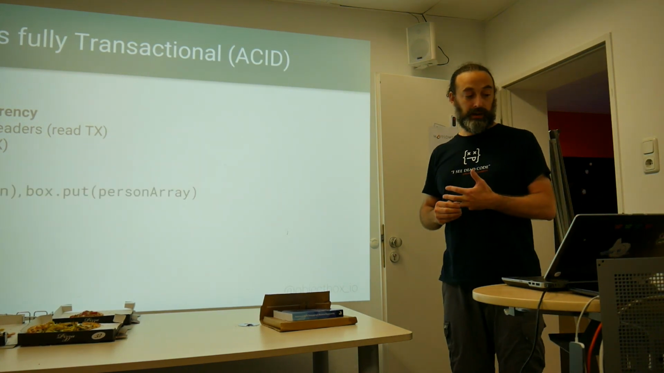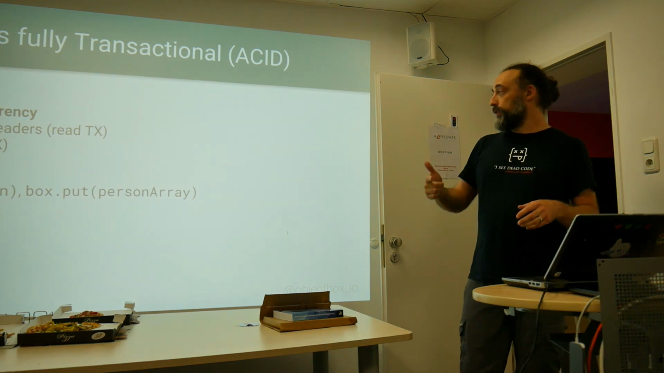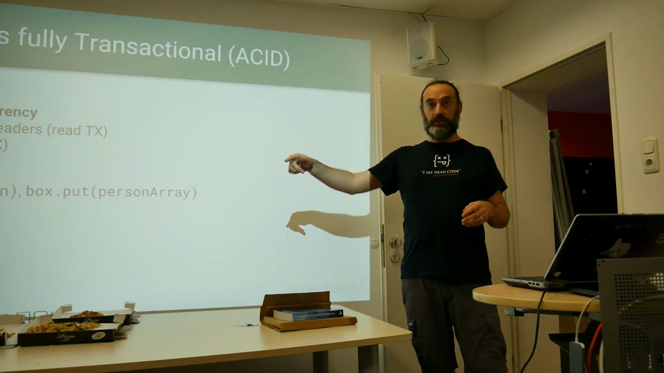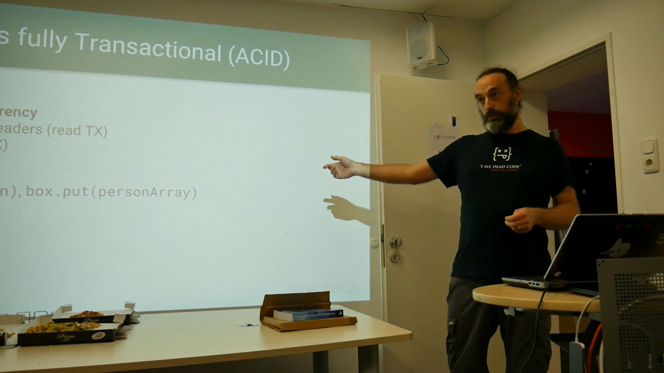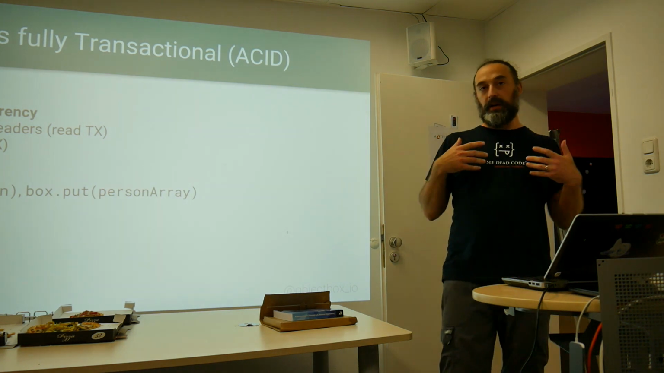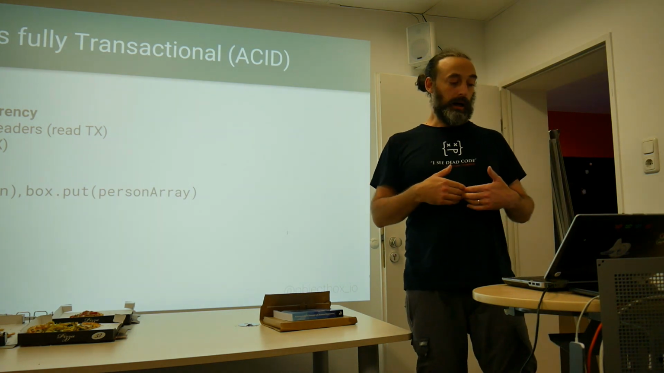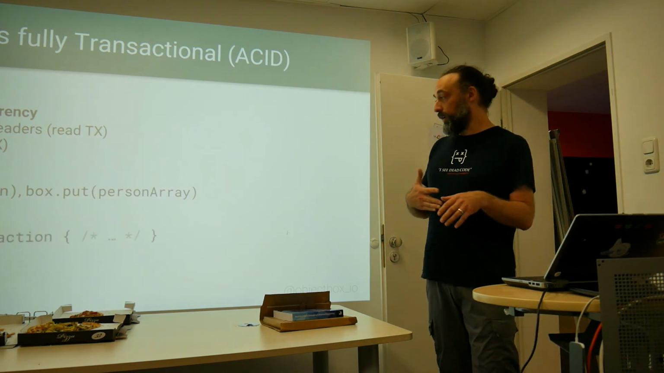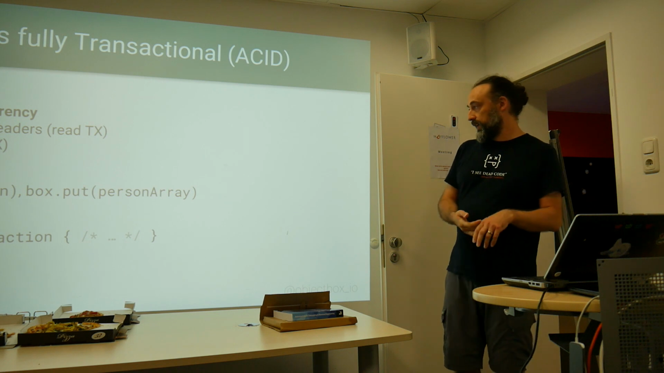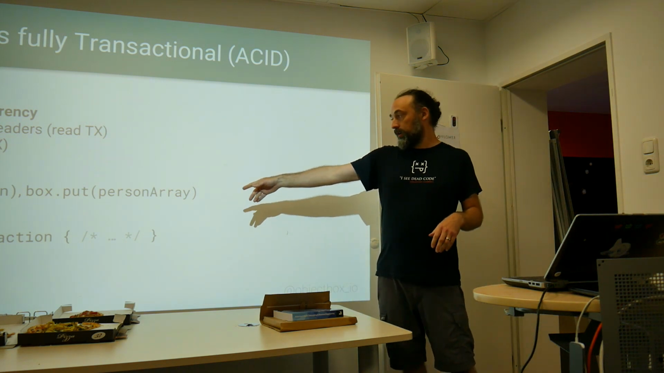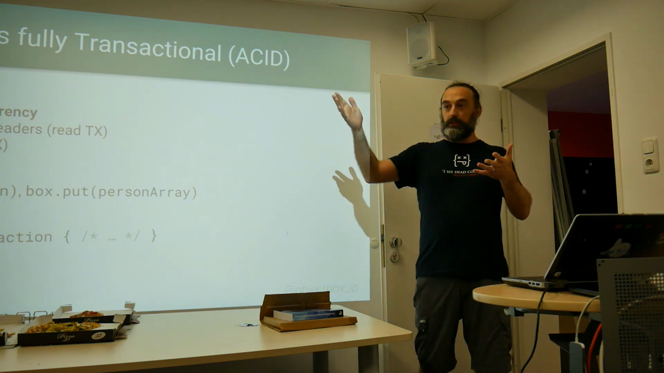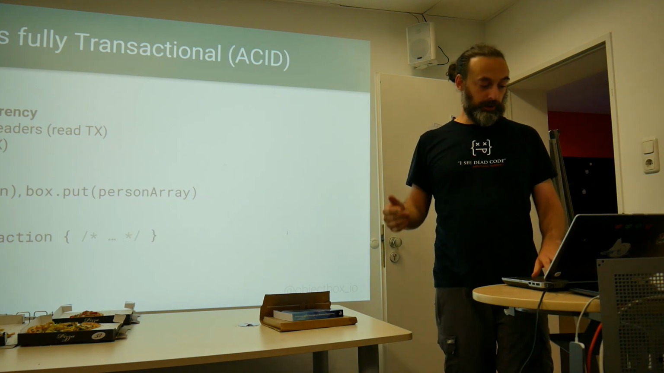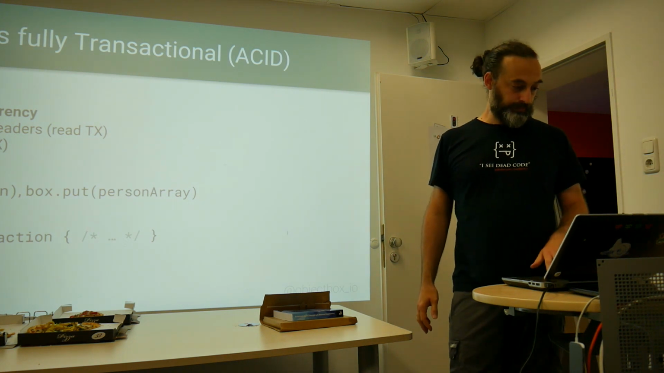And there's also implicit transaction. So for each put that you do, this is a transaction. And put is overloaded, so it doesn't matter if you have a single object or an array of objects. But of course you can also have explicit transaction, then you can just call run in transaction, have a block, and this block will be transactional.